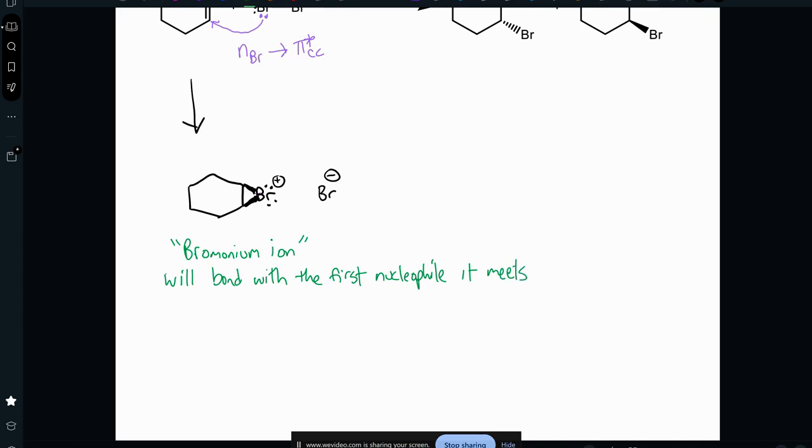In this case, that's going to be Br minus. The question is, which orbital is Br minus going to donate to? Well, it's going to have to donate to sigma star CBr. And so for this step, we'll have this bromine lone pair attacking sigma star CBr.